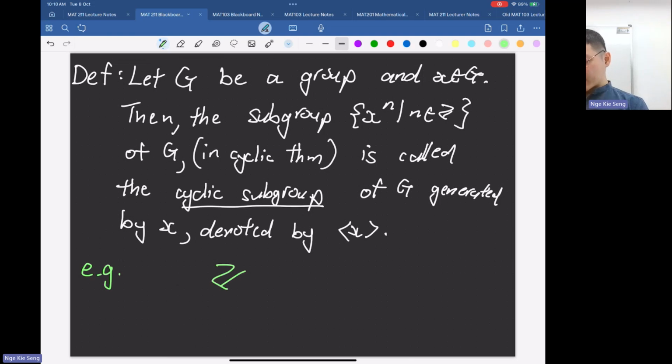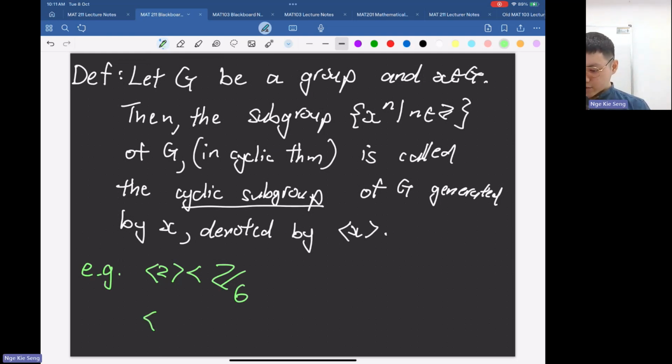my group to a finite group, let's say Z6. So what can we consider here? Actually, we can consider the group generated by 2. But what is this? What are all the integer powers of 2 here?